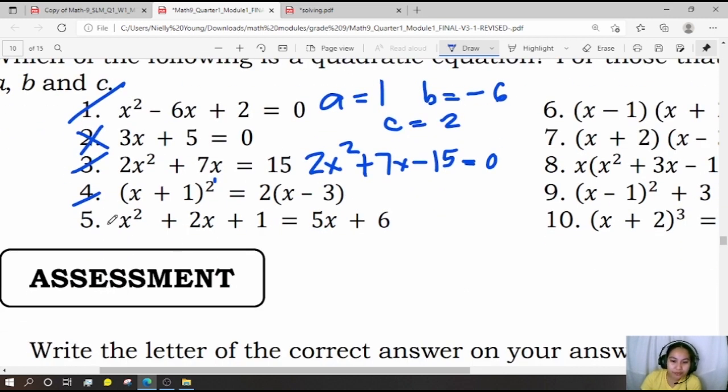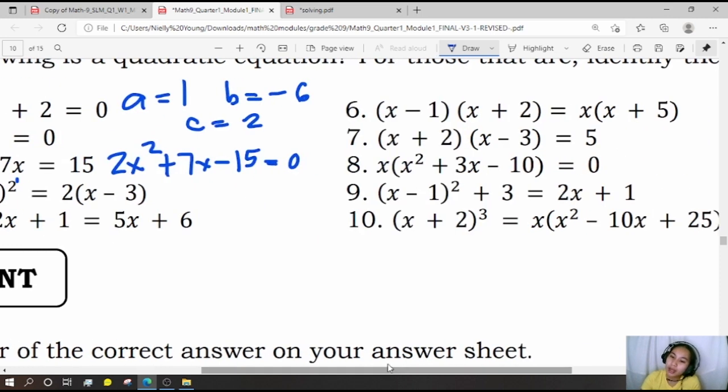Okay. Number 5, transpose mo lang. Okay, that is quadratic equation also. Number 5. Okay, ikaw na po bahala sa number 6, 7, 8, 9, at saka number 10.